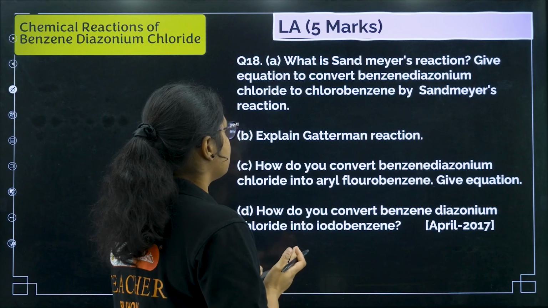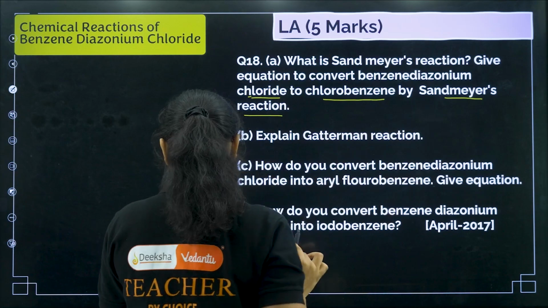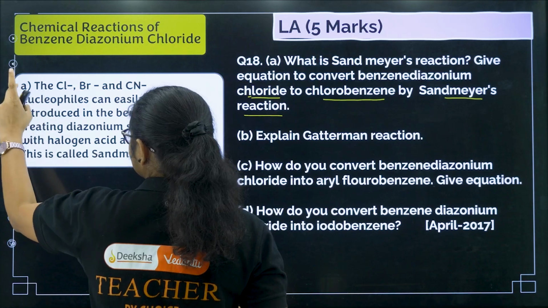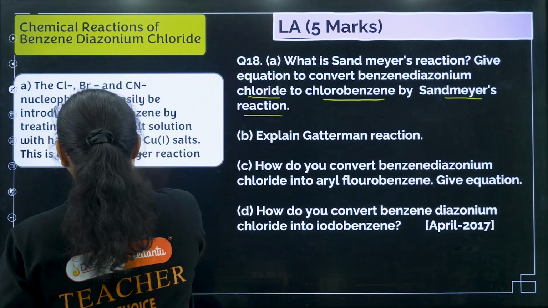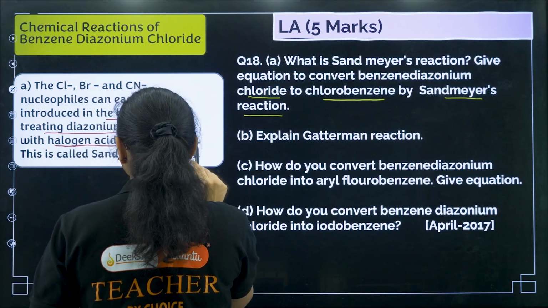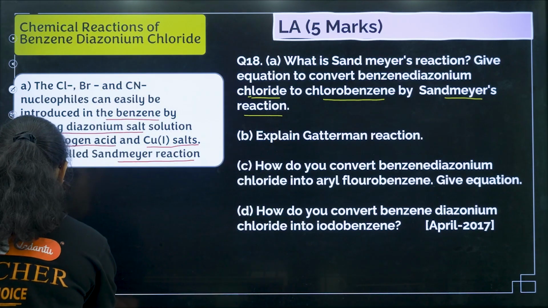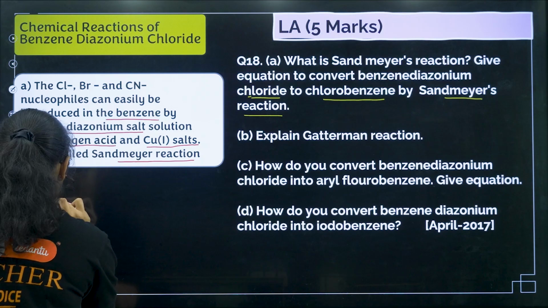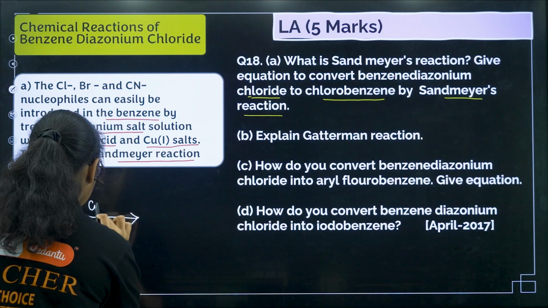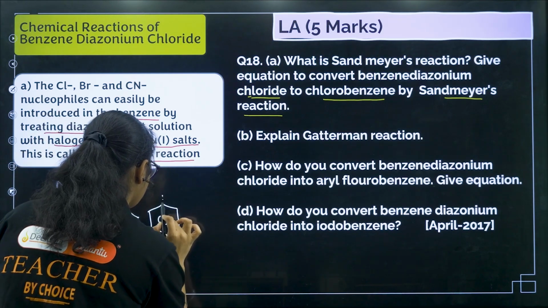So what is Sandmeyer reaction? Give equation to convert benzene diazonium chloride to chlorobenzene by Sandmeyer reaction. Let us see. The chlorine minus, bromine minus and CN minus nucleophiles can easily be introduced in the benzene by treating diazonium salt solution with halogen acid and copper salts. This reaction is called Sandmeyer reaction. You need to write the reaction and show that. So if you have taken benzene diazonium chloride, N2 plus and Cl minus, you need to treat it with copper salt, right? Cu2Cl2 in presence of HCl to give you chlorobenzene.